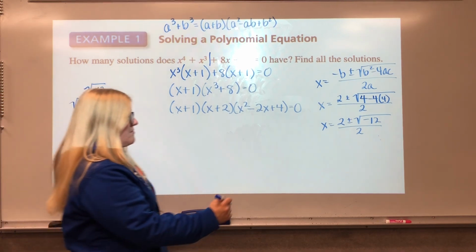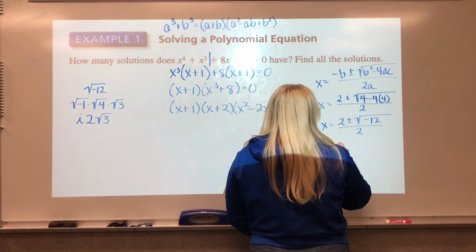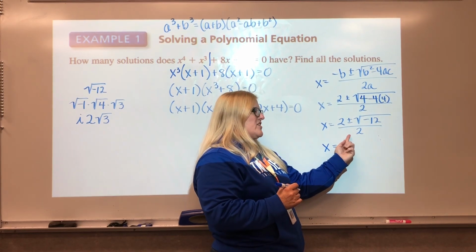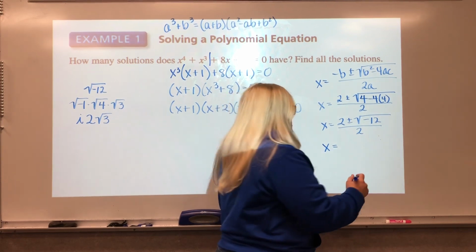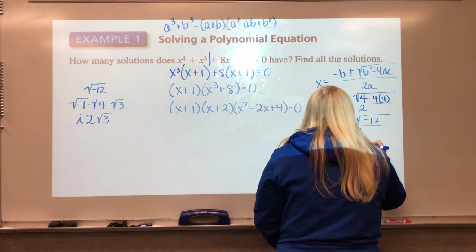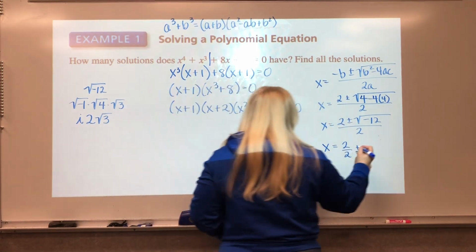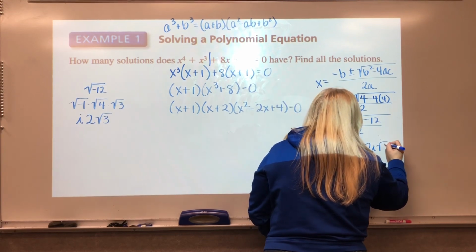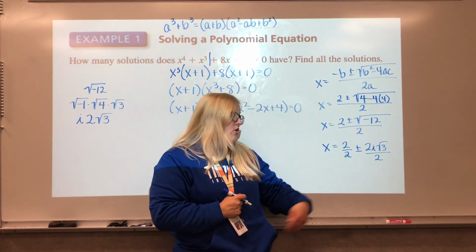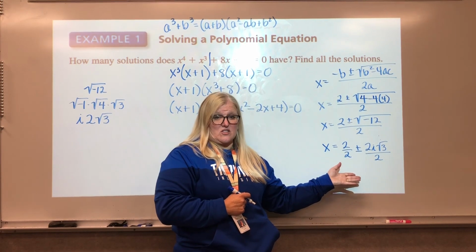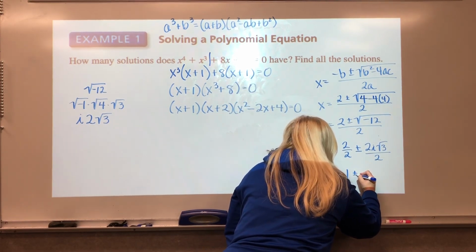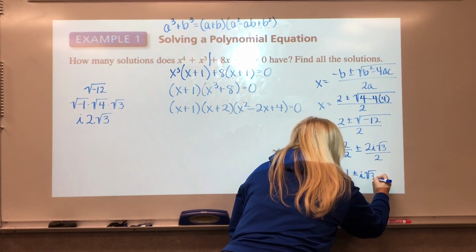So I'm going to come back over here, and I have x equals, and I'm going to put the denominator under both terms. So I've got 2 over 2 plus or minus, and usually we put the 2 in front of the i, so 2i times the square root of 3 over 2. Hopefully you see that my 2's cancel. So I'm left with x equals 1 plus or minus i root 3.